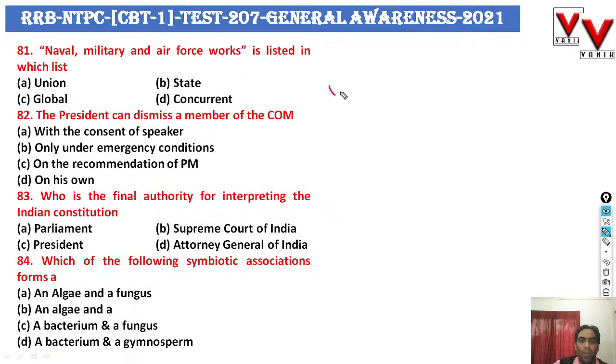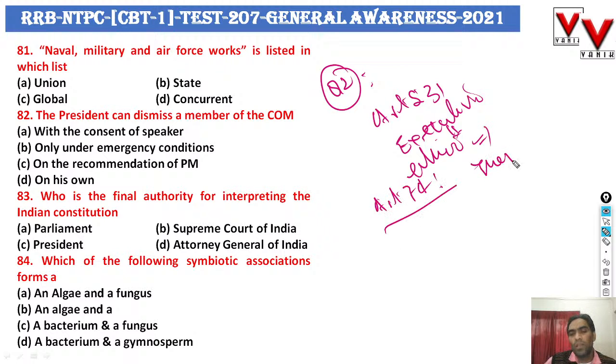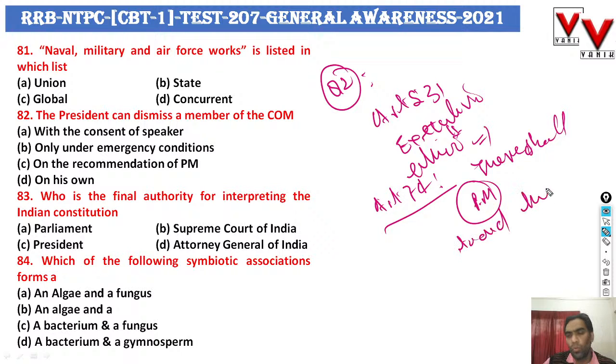Now we are going to proceed further and discuss question 82: the president can dismiss a member of the council of ministers on the recommendation of the prime minister. Article 53 talks about the executive power of the president, which he discharges either himself or through his subordinates. But that article must be read with article 74, which says there shall be a council of ministers headed by the PM to aid and advise the president.